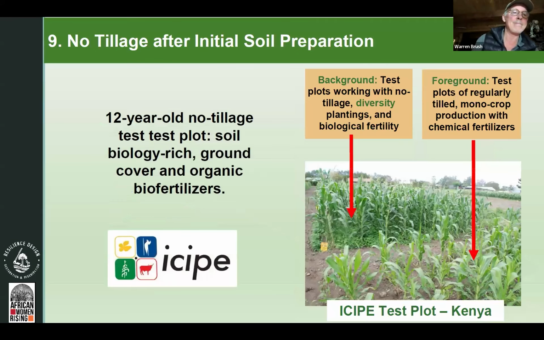Next one, T. And then no tillage. We do soil disturbance in the very beginning, setting up the structure of the soil, like I said, the double digging or even single digging. This is a wonderful trial that was done at Icipe in Kenya. When I took this picture, there were two side-by-side systems, one with the typical tillage system on the right in the foreground, and the background was a no tillage site. That site had not been tilled for 12 years.